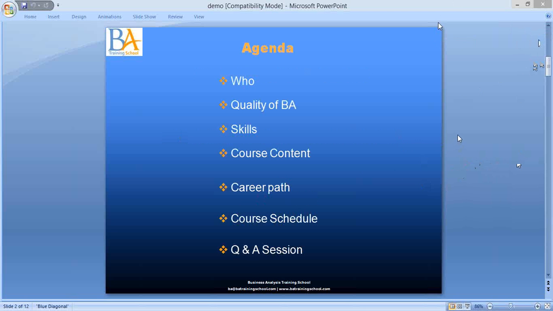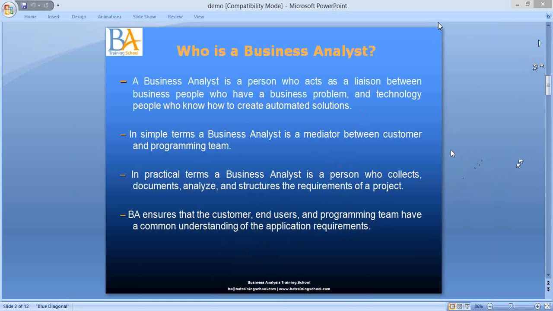So let us discuss what today's agenda is. I will talk about who is a business analyst, what the qualities and skills required are, and I will explain the course content with the proper approach of how the course goes on. I'll show you the career path for a BA job, then schedules, and finally a question and answer session. As you're only two people today, you can ask any questions whenever you have. That's not a problem.